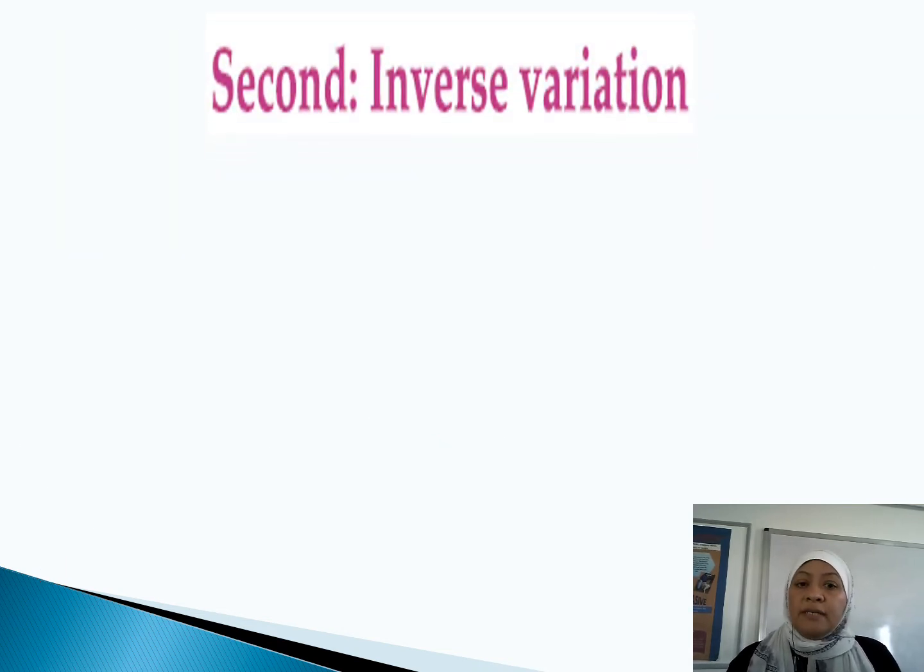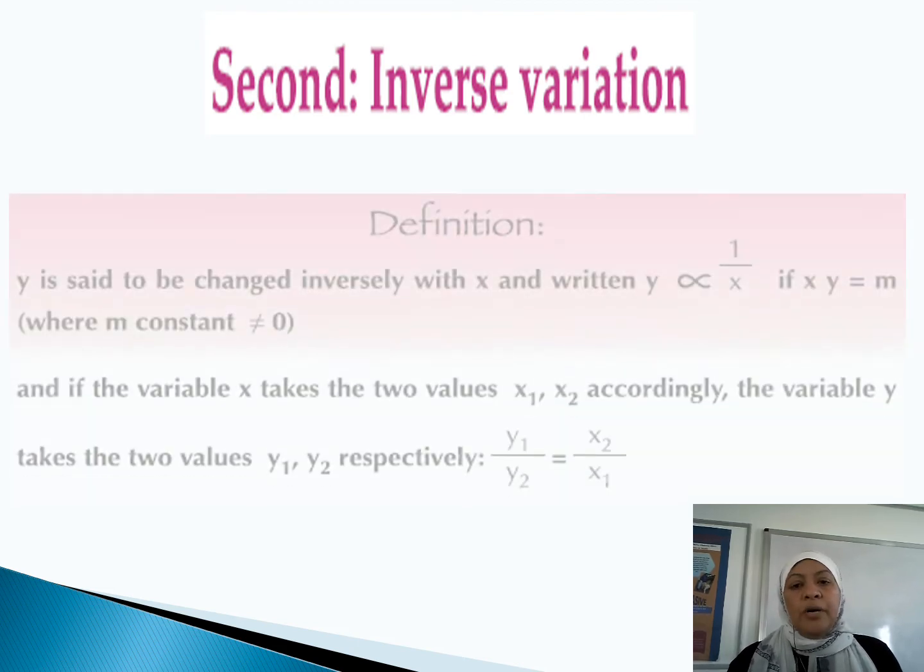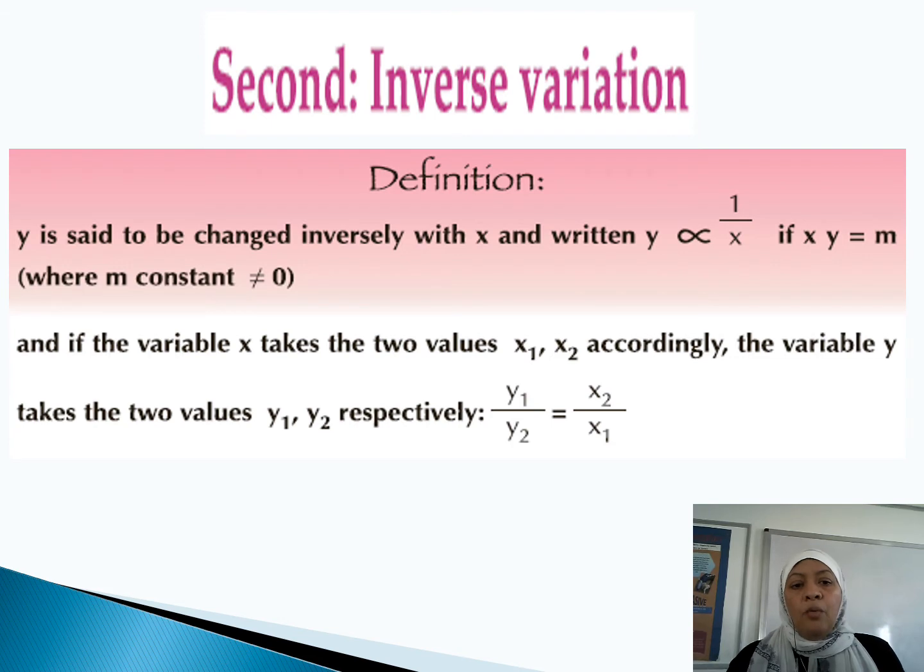And how do we get the constant in the inverse variation? By multiplying. How do we get the constant in direct variation? By dividing. So M in direct variation equals y over x. M in inverse variation equals xy. Definition: y is said to change inversely with x and is written y varies 1 over x if the constant equals xy, where the constant doesn't equal 0.